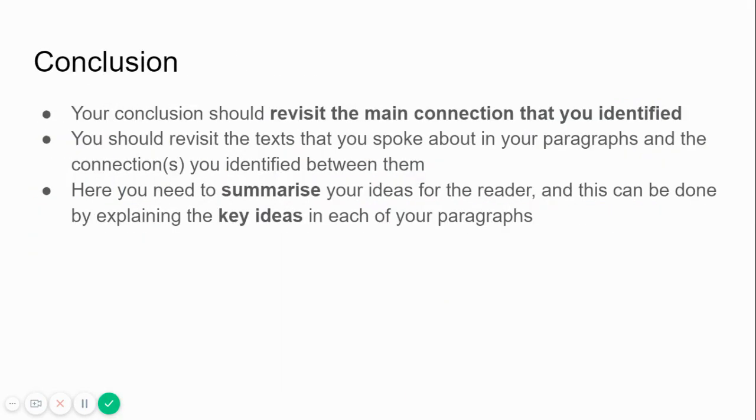Once you've done that, you're obviously going to conclude, and your conclusion should revisit the main connection that you identified. So in your conclusion, you're reiterating the connection that you identified at the beginning of your essay, and then you're also revisiting the text that you spoke about in your paragraphs. So you're reminding your reader what the original connection was that you identified between them, and summarizing how those connections were shown to the audience, or to the reader, or to the viewer of the text.